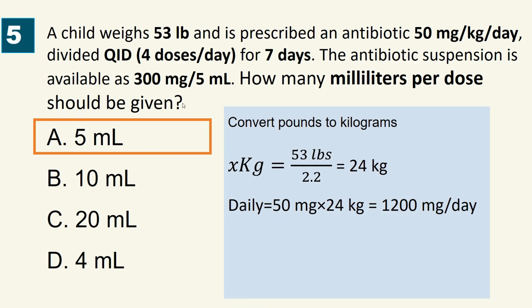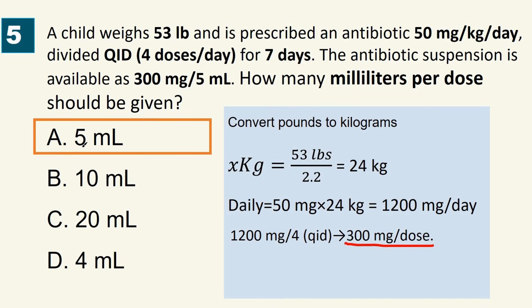But the question is asking per dose. That's a very important focus here. So per day is 1200. How many times is the patient taking it? 4 doses per day. That means divide 1200 milligrams by 4. That gives you 300 milligrams per dose.